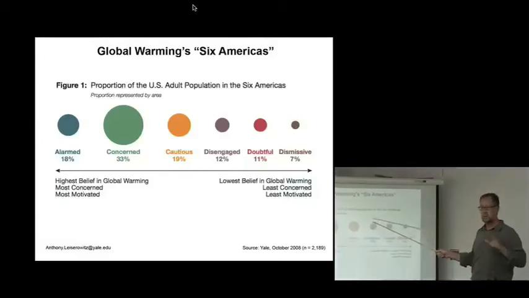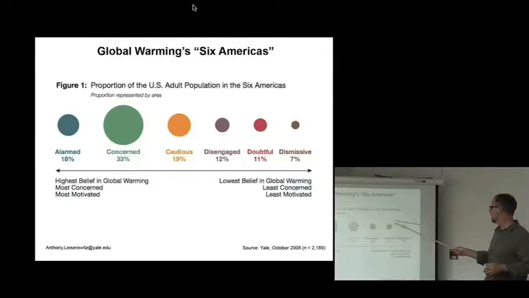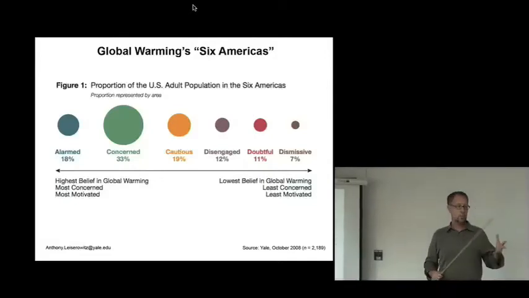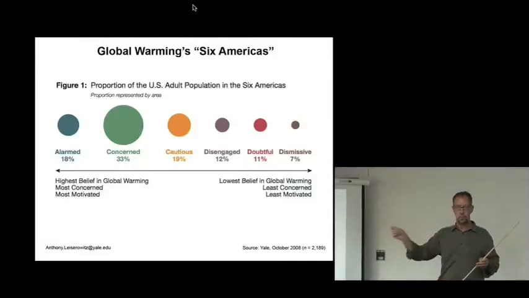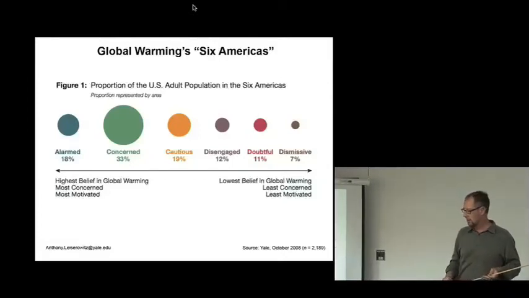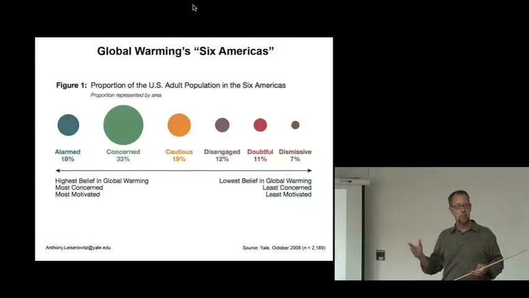The disengaged, it's definitely not on their radar. They're focusing on who knows what, video games or something. Then there's the doubtful, who may be open-minded or not. And then the dismissive are actually only about 7 or 8%. So the dismissive tend to be quite vocal and writing letters to the editor and generating a lot of heat, so to speak. But there's not a lot of them out there.